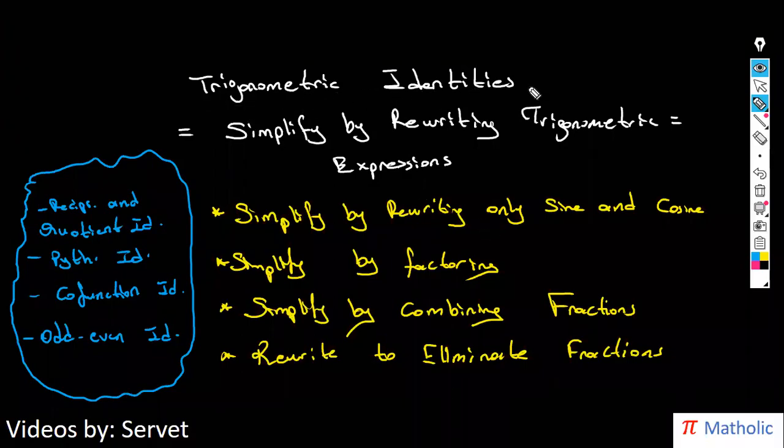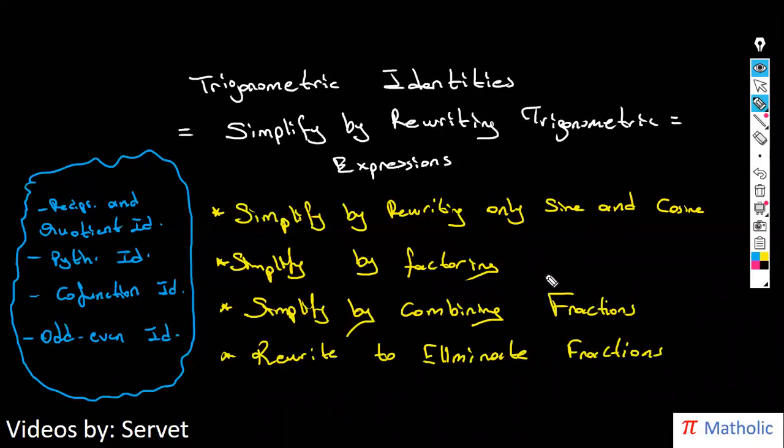Trigonometric identities. In this lesson, we are going to focus on simplify by rewriting trigonometric expressions. Basically, this part has 4 different types of questions. Simplify by rewriting only sine and cosine, simplify by factoring, simplify by combining fractions, and rewrite to eliminate fractions.